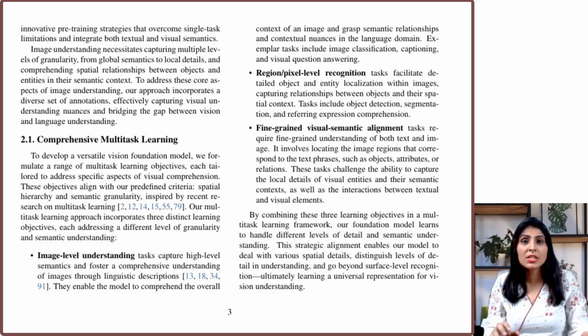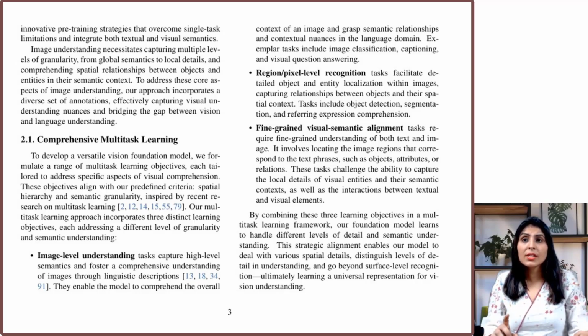Multitask learning means teaching a model to do multiple related tasks at the same time to improve its overall understanding and performance. And to create a strong foundation model for computer vision, researchers employ multitask learning. This approach involves setting up multiple learning objectives that are specifically designed to enhance the different aspects of visual comprehension. Let's discuss a few key objectives and how they contribute.